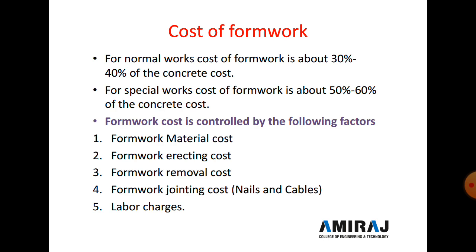Now, cost of the formwork. Next topic is the cost of the formwork. So here for normal work, cost of the formwork is about 30 to 40% of the concrete cost. Like if concrete cost is 10,000, then 30% to 40% of that is the formwork cost, and for a special work, cost of the formwork is about 50 to 60% of the concrete cost. And formwork cost is controlled by five factors: material cost, then erecting cost, removal cost, jointing cost, and labor charges. So here cost of the formwork totally depends on these five things.